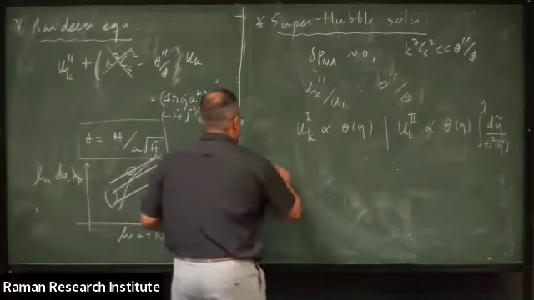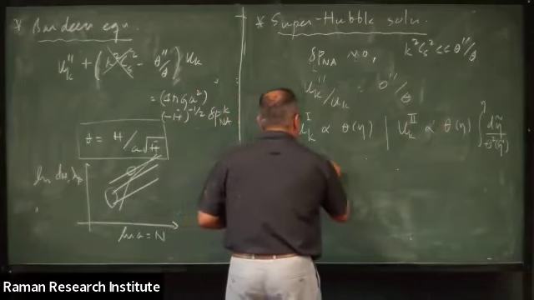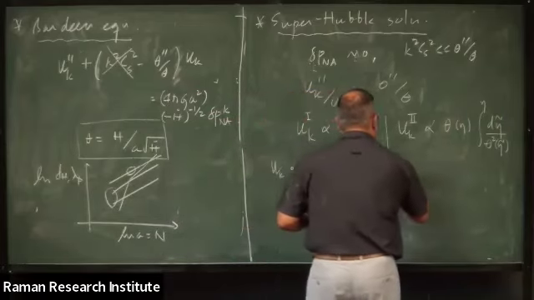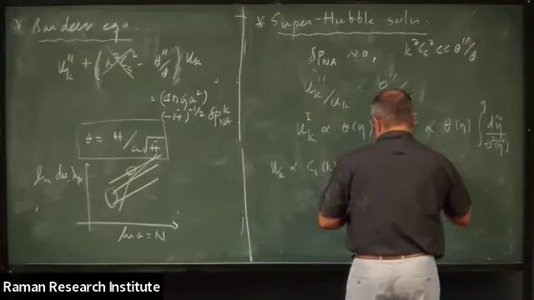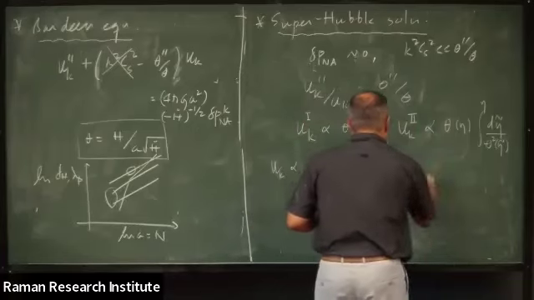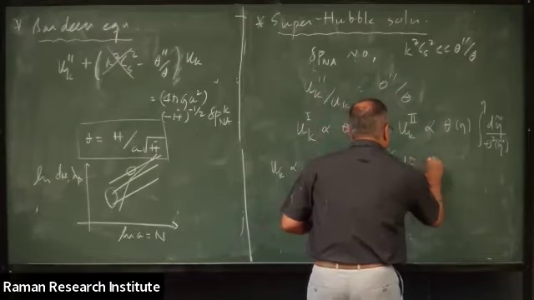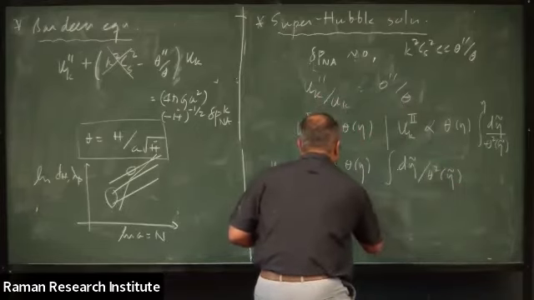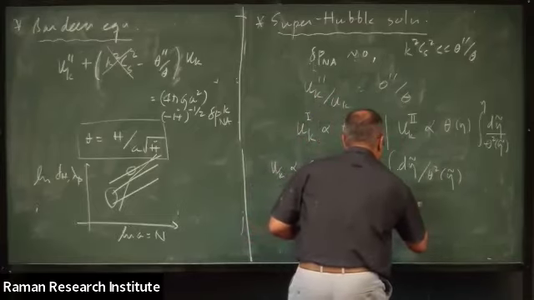So the most generic solution you have for U_k is proportional to C1 of k, theta of eta, plus C2 of k, theta of eta times the integral of d eta tilde divided by theta squared of eta tilde. I should write it the other way around, because C1 and C2 have some meaning.